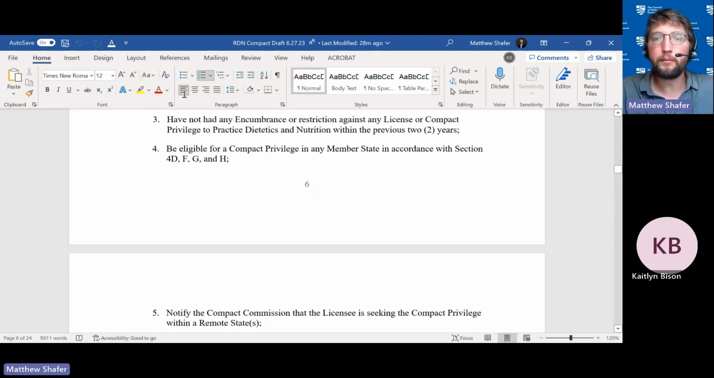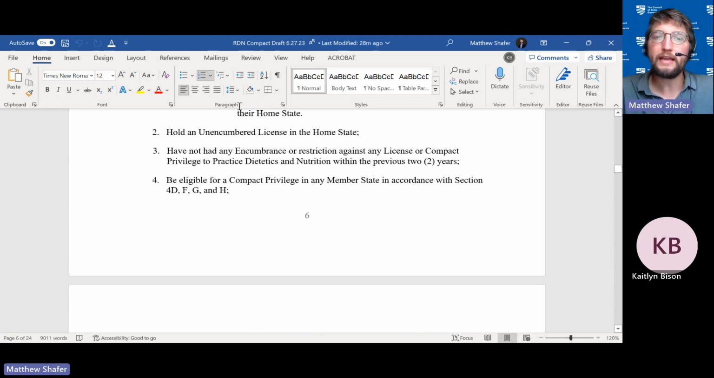Number 3, no encumbrances or restriction against any license or compact privilege within the previous 2 years. So it has to be clean and it has to be clean for at least 2 years. So if your license comes under some sort of action or a board puts an encumbrance on it, you have to wait 2 years from the time your license is initially deemed restored to good standing. 2 years from that point.